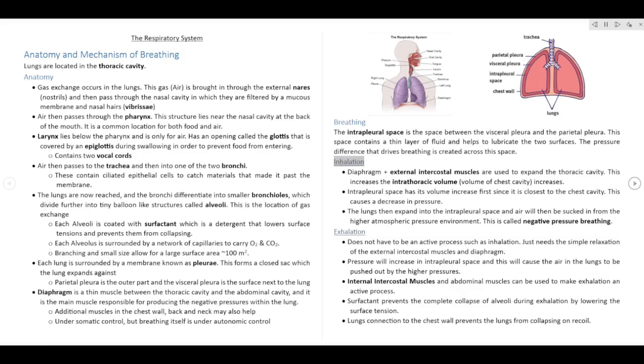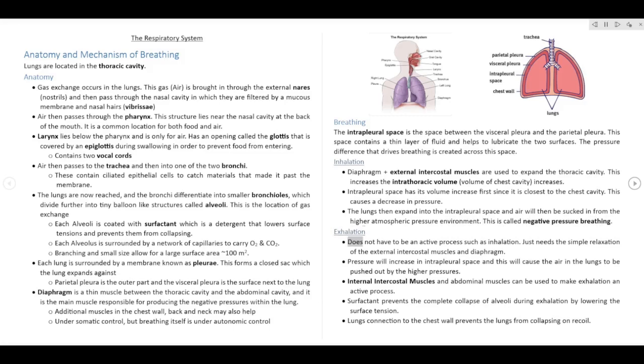Inhalation. Diaphragm plus external intercostal muscles are used to expand the thoracic cavity. This increases the intrathoracic volume of the chest cavity. Interpleural space has its volume increase first since it is closest to the chest cavity. This causes a decrease in pressure. The lungs then expand into the interpleural space and air will then be sucked in from the higher atmospheric pressure environment. This is called negative pressure breathing.